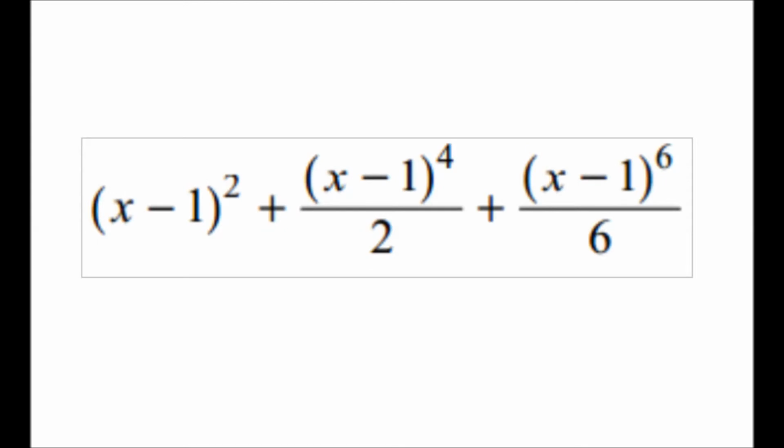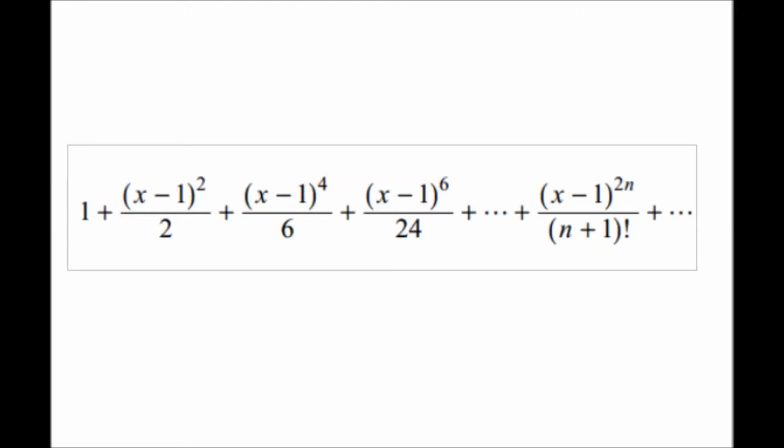Once we subtract 1, the first term goes away and we're left with x minus 1 squared plus x minus 1 to the 4th over 2 plus x minus 1 to the 6th over 6. Now we divide each term in the series by x minus 1 squared. This is what we get. 1 plus x minus 1 squared over 2 plus x minus 1 to the 4th over 6 plus x minus 1 to the 6th over 24. And the general term is x minus 1 to the 2n over n plus 1 factorial. We've done it! Je peux maths! Remember, each Taylor term has 3 parts: a derivative part, a function part, and a factorial part.